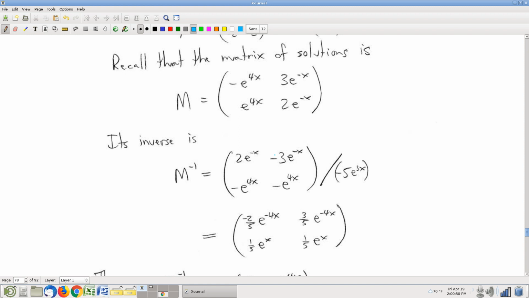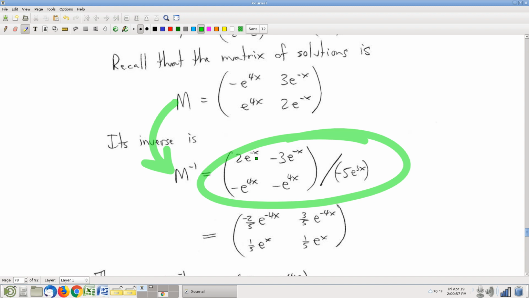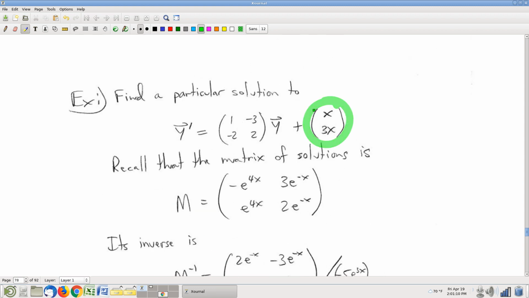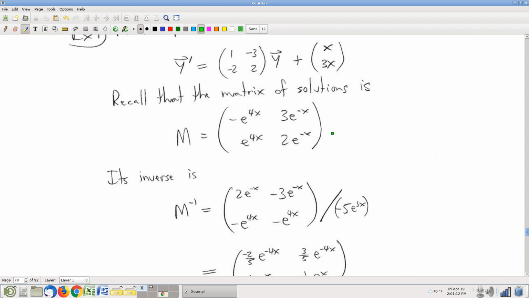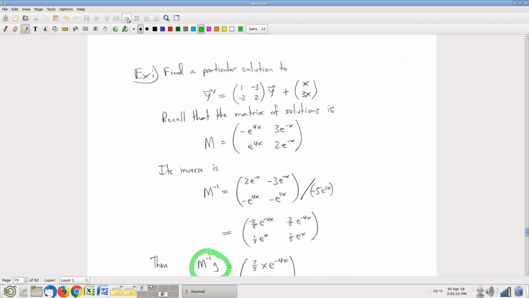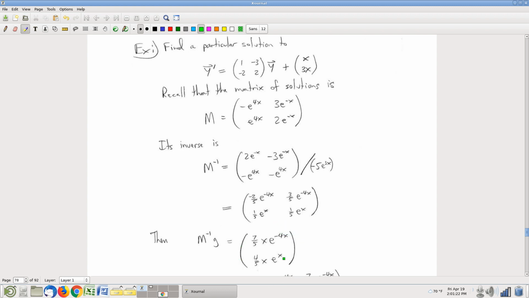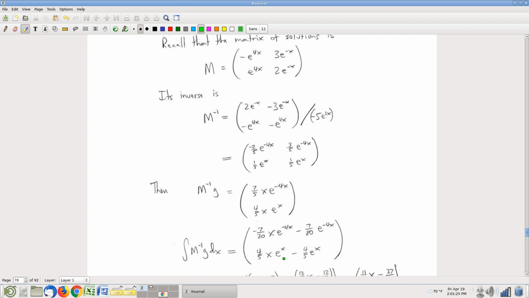But here they are, just as on the large scale. Inverting the matrix gives you this. Make sure you can do that. Multiplying by G. Well, it's a matrix times a vector. G was given. Here it is. Multiplying by G. Here, let me zoom out so I don't have to scroll. Multiplying M inverse times G gives you that.